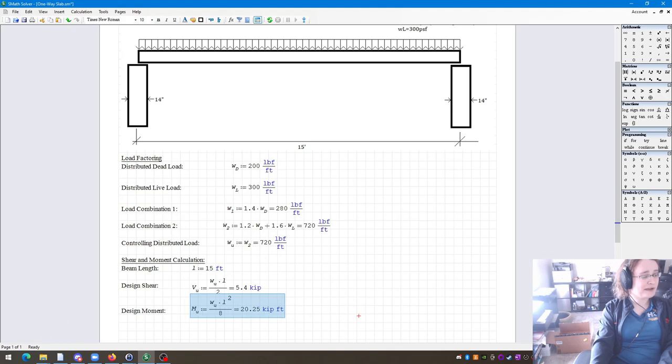So 20.25 kip-feet. So ultimately, what we need to do is design a reinforced concrete slab that will carry a shear of 5.4 kips and a design moment of 20.25 kip-feet. And again, note, these values are for a 1 foot wide strip of the slab.